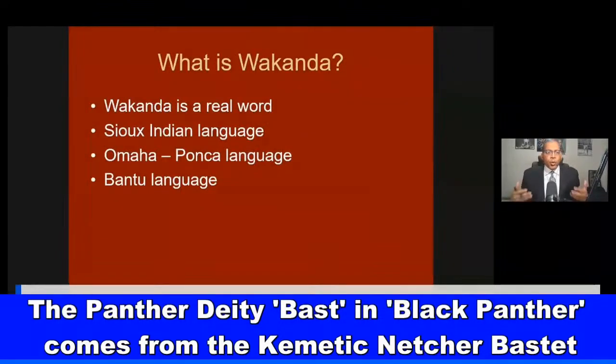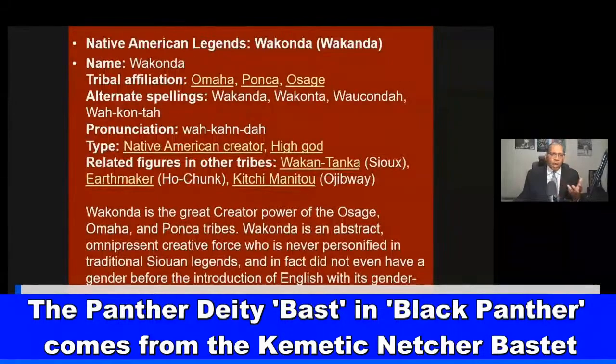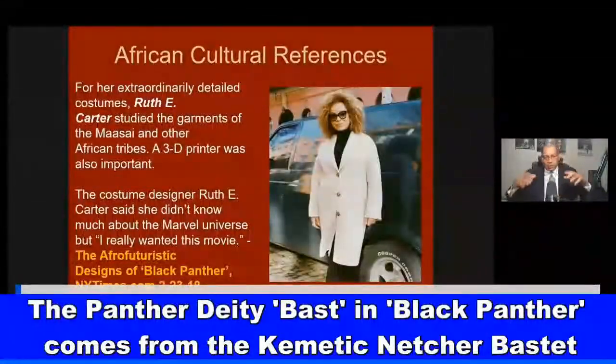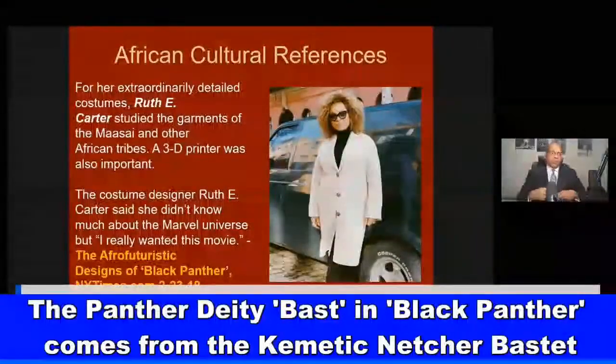Now, Wakanda is a real word. Wakanda basically means possesses secret powers, and we see the word Wakanda in the Omaha, Ponca, and Sioux Indian languages also. Wakanda is not something just made up. It's a real word.